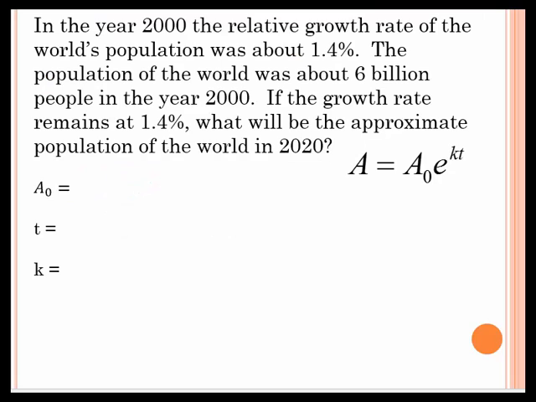So this deals with population growth of the world. In the year 2000, the relative growth rate of the world's population was about 1.4%. The population of the world was about 6 billion people in the year 2000. If the growth rate remains at 1.4%, what will be the approximate population of the world in 2020?